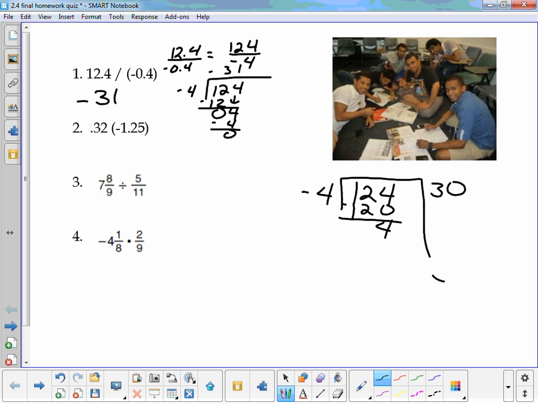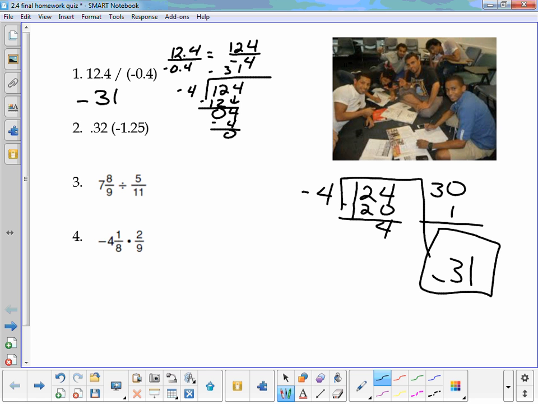Now if I don't guess 30, let's say I guess 20 instead. Can I still get the correct answer if I don't make the perfect guess? That's the forgiving piece about doing partial quotients. Now, how many 4s will go into 4? We would say it'd be 1. We combine these two together, make it 31, and we already said that it has to be a negative. Okay? Everybody okay with that?